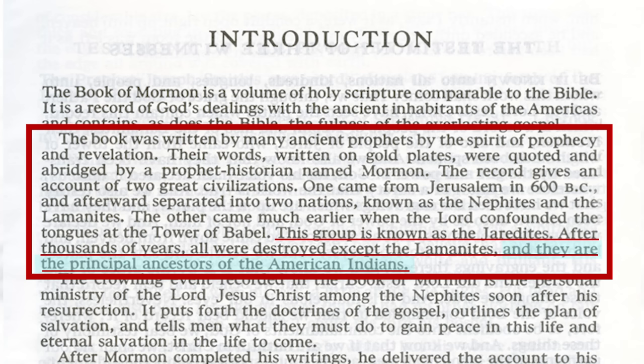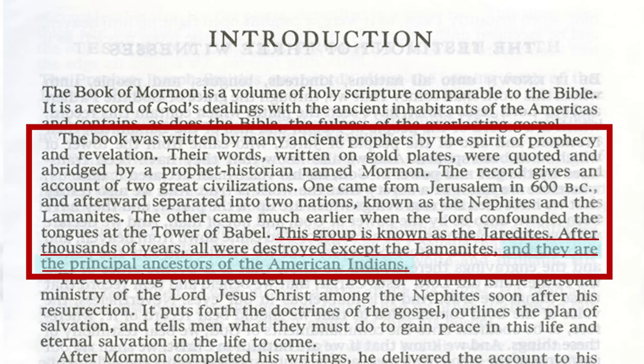Let me give you an example of the fluid nature of the introduction. So if you look at a 1981 edition of the Book of Mormon, like mine is, at the bottom of the second paragraph, it tells you that this group is known as the Jaredites, and after thousands of years, all were destroyed except the Lamanites.